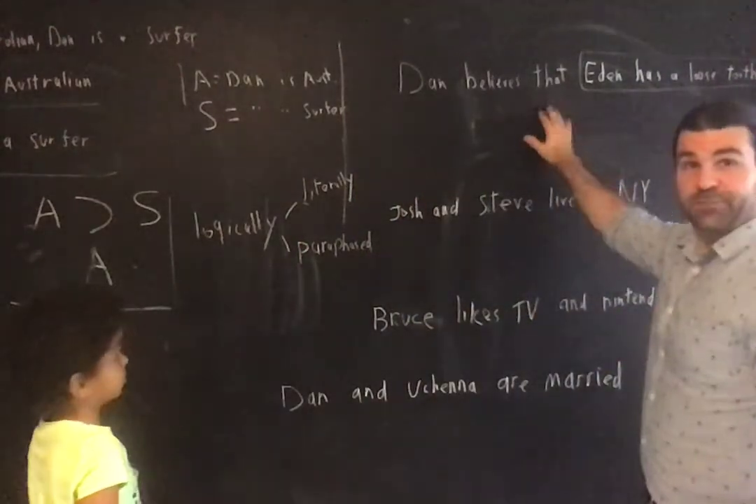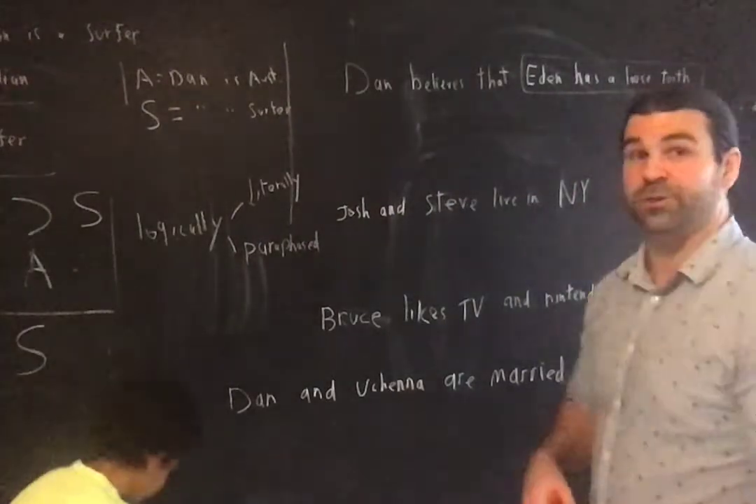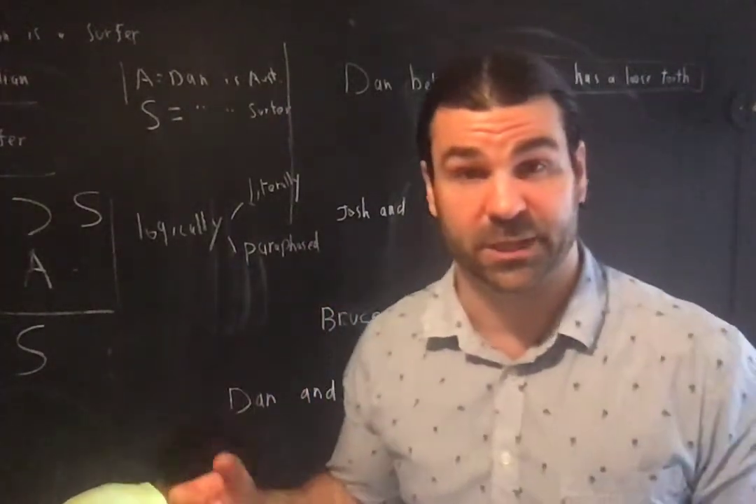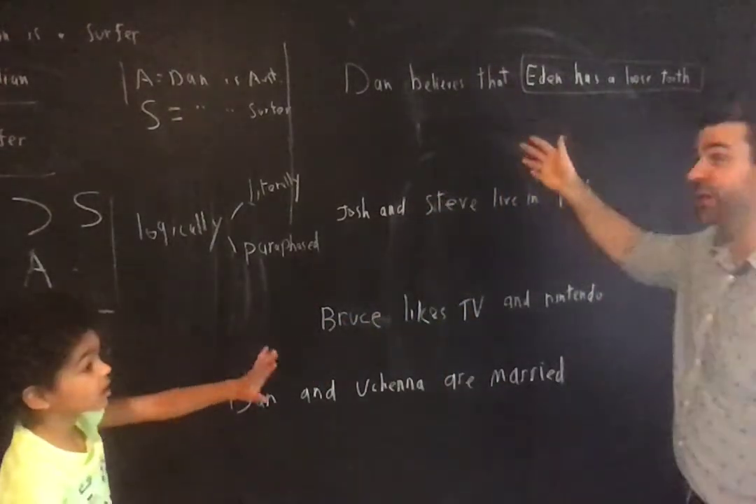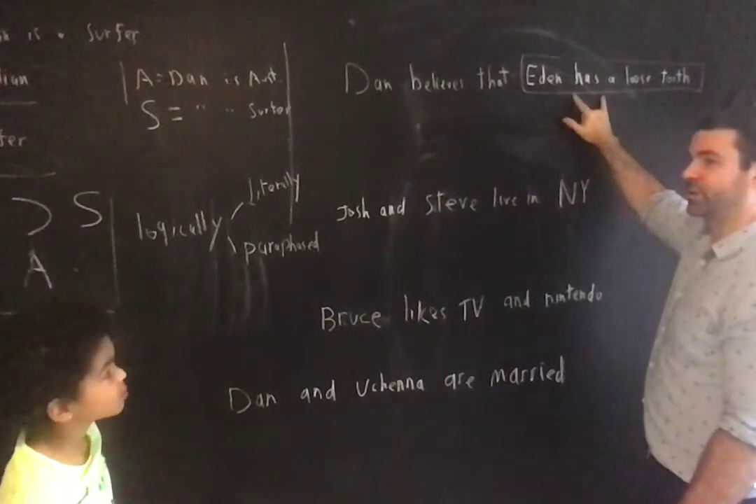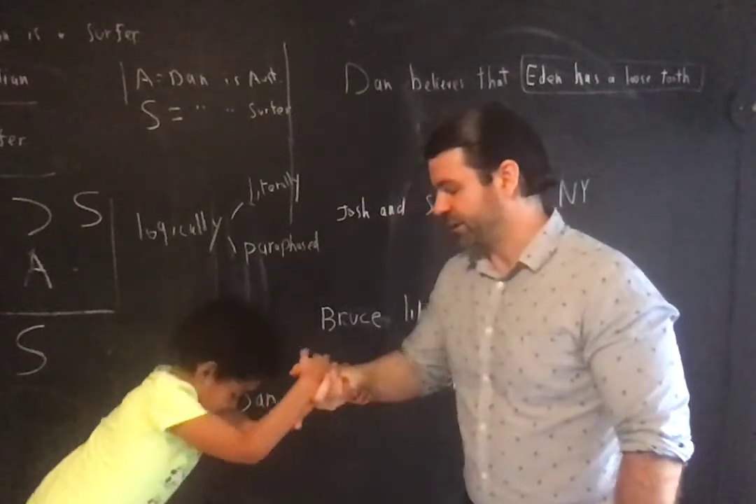This sentence we had, our first example, Dan believes that Eden has a loose tooth. This sentence literally contains the other sentence as a component. As the sentence is, without any manipulation, I can replace that with any other sentence and get a meaningful sentence.